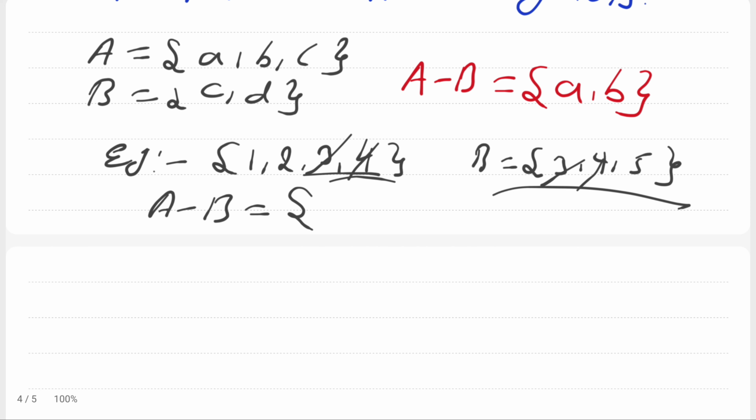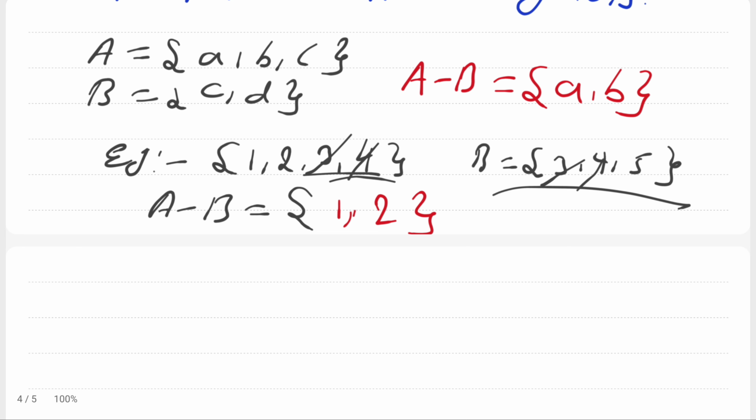We have to write only those things in A which do not belong to B. In this A, 1 and 2 do not belong to B. 3 and 4 belong, but 1 and 2 do not belong. So this is our difference of sets. I hope you understand this difference of sets and it is clear for you.